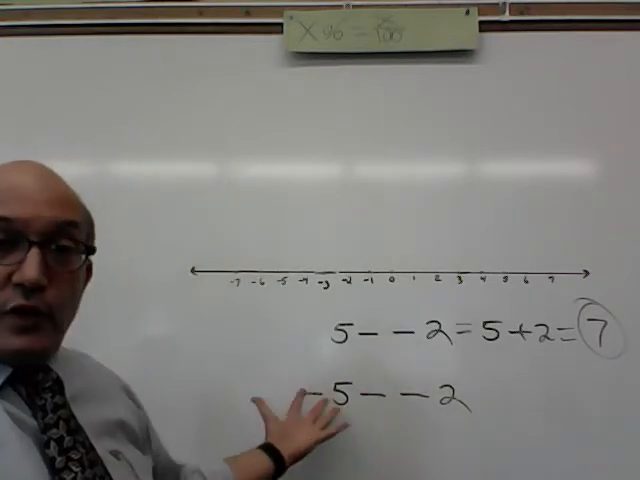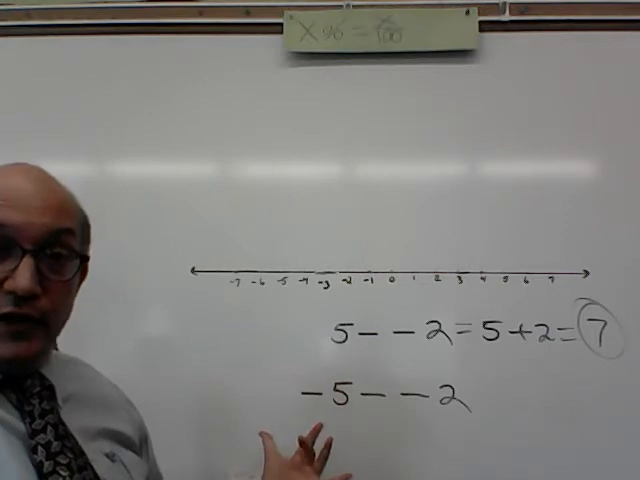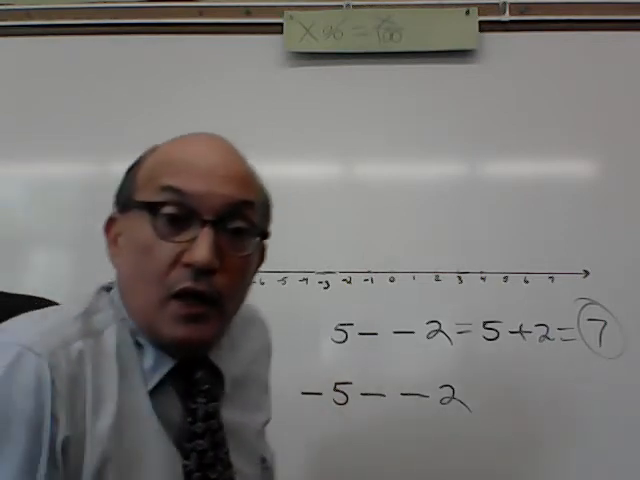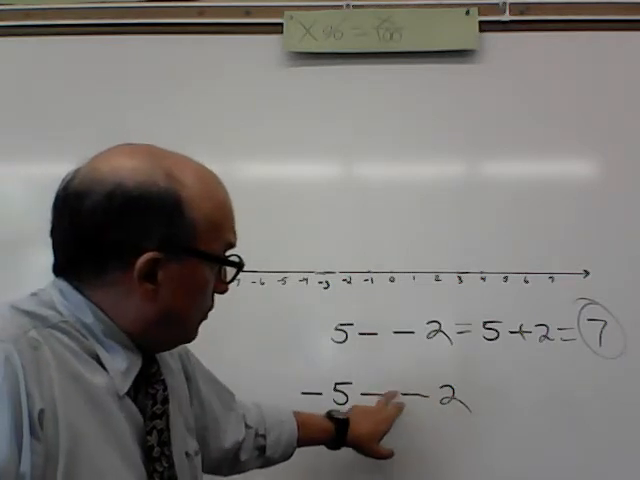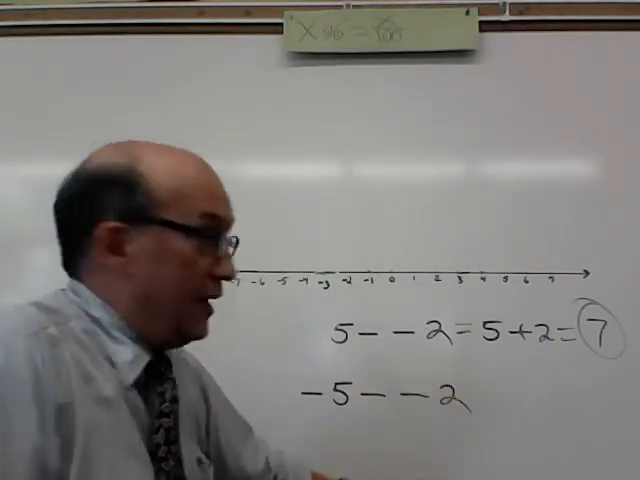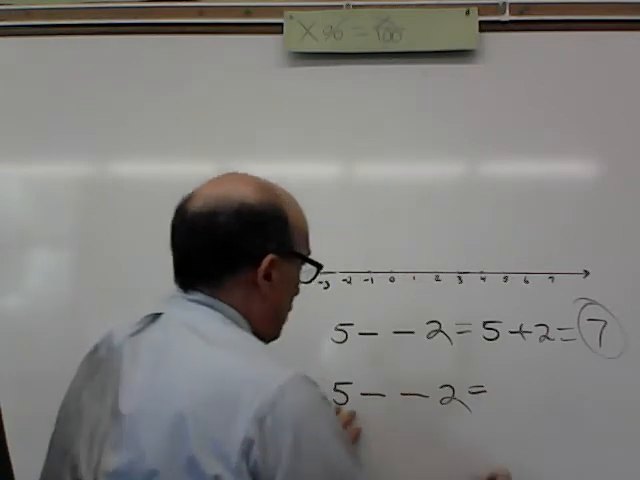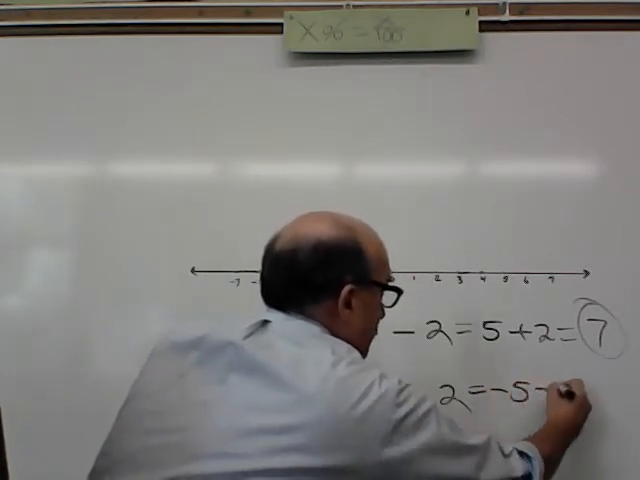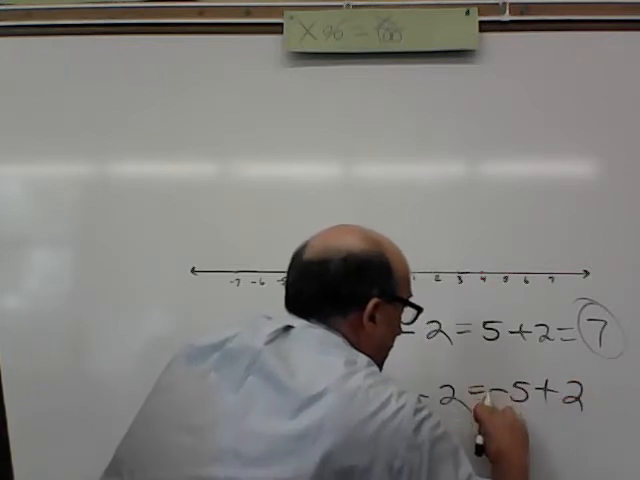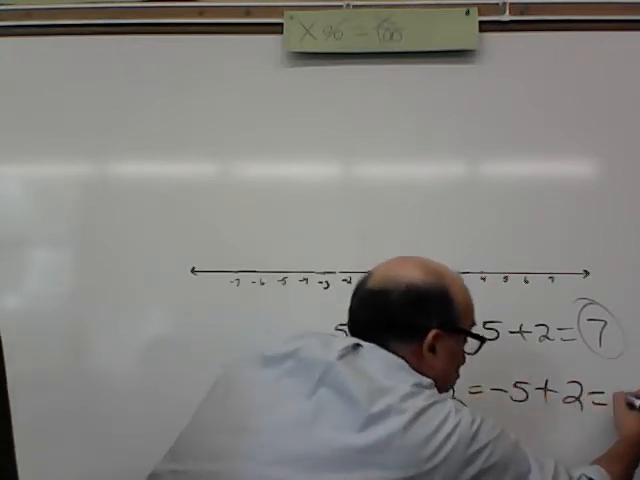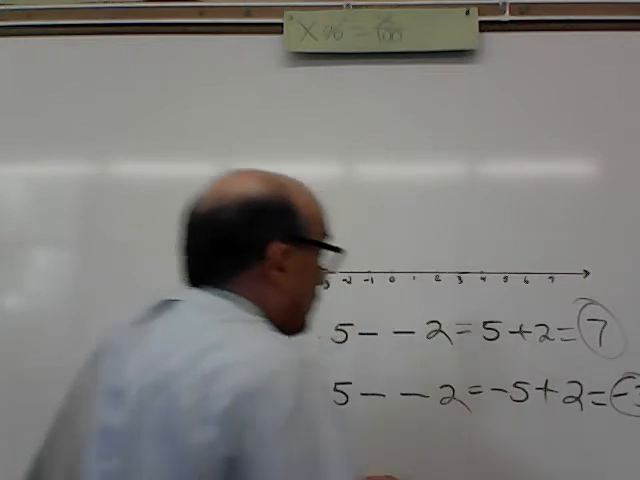This one here is really no different in how we approach it. It has a different answer because the first number is different, but it's approached the same way. Negative 5 minus negative 2. To subtract negative 2, you add the opposite of negative 2. So you end up with negative 5 plus the opposite of negative 2, which is 2. So you have negative 5 plus 2, which is negative 3.